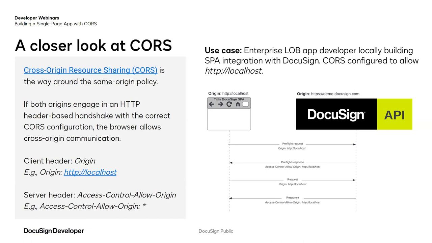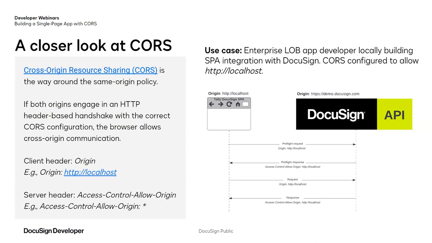So let's again take the use case where we're an enterprise line of business app developer locally building a single page app integration with DocuSign. In this case, CORS is configured on the DocuSign side to allow HTTP localhost to connect. Now there's a special type of request that gets kicked off automatically by browsers before the original request that is coded gets sent. And that's called a pre-flight request. What this will do is it will just check to see if CORS is enabled so that the handshake can complete. So a first pre-flight request is sent with the origin header.